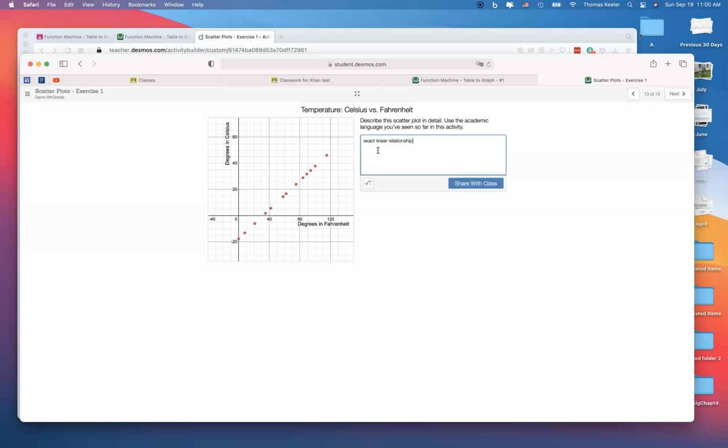And you could think about this in any conversion, right? So if you were to convert from, say, pounds to kilograms, you get a line like this where all the points would be exactly on the line.